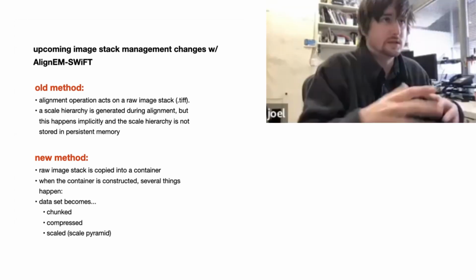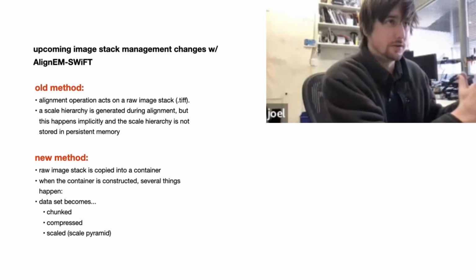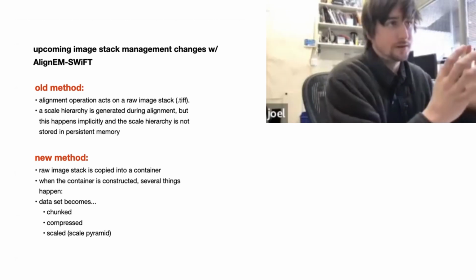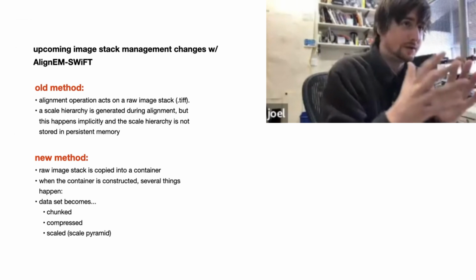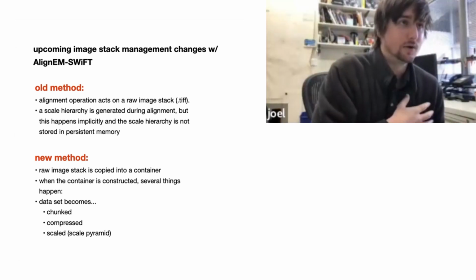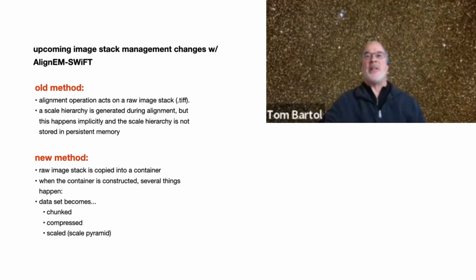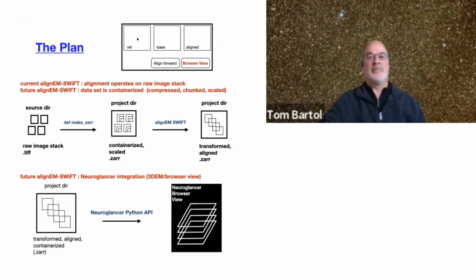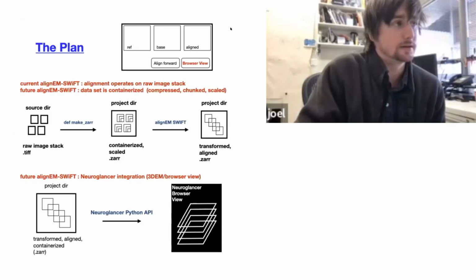So you can see three window panes. There's the reference image, the base image, and the aligned. And you have a picture of it on the previous slide. Yeah. So we want to do this within NeuroGlancer, and then we also want to have the 3D reconstruction also in there.